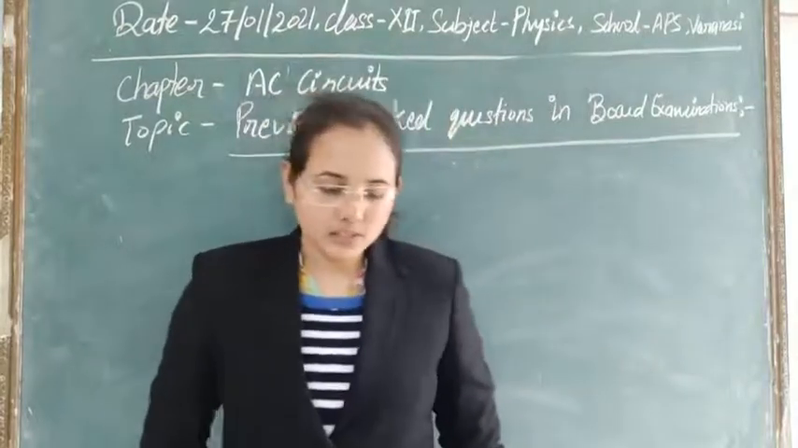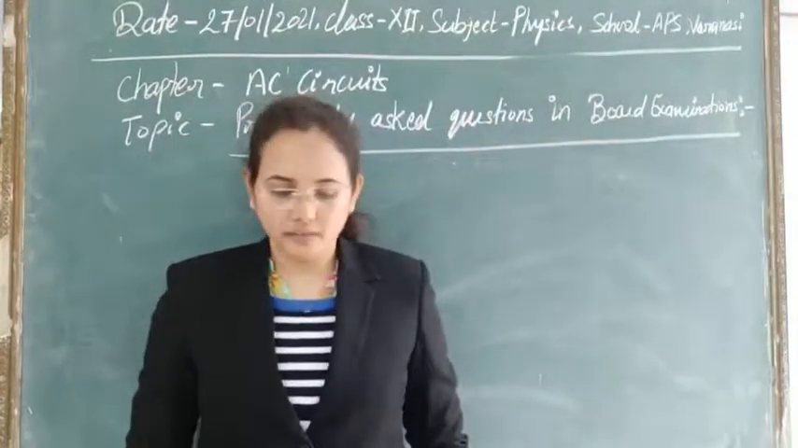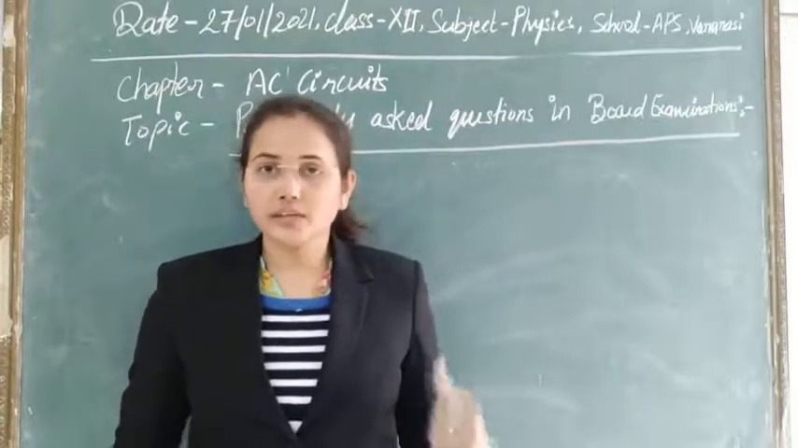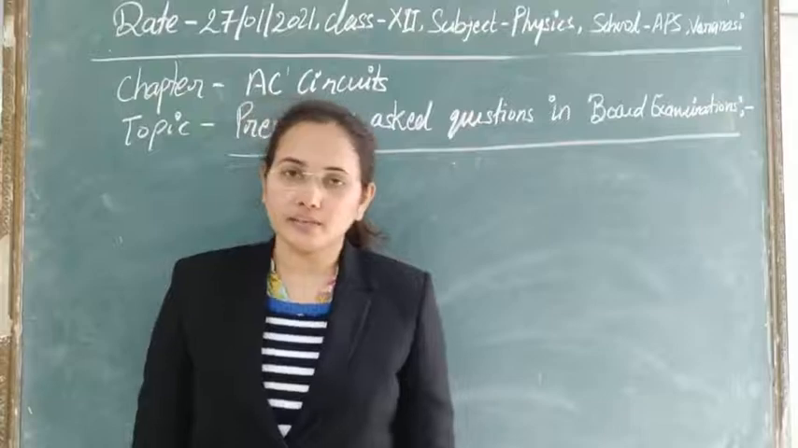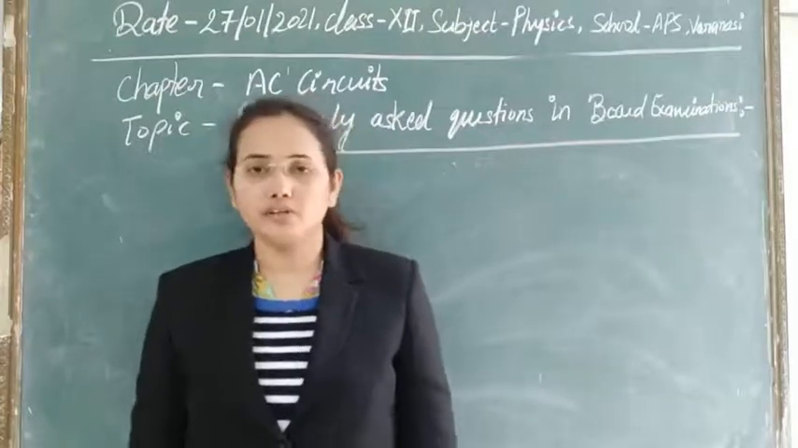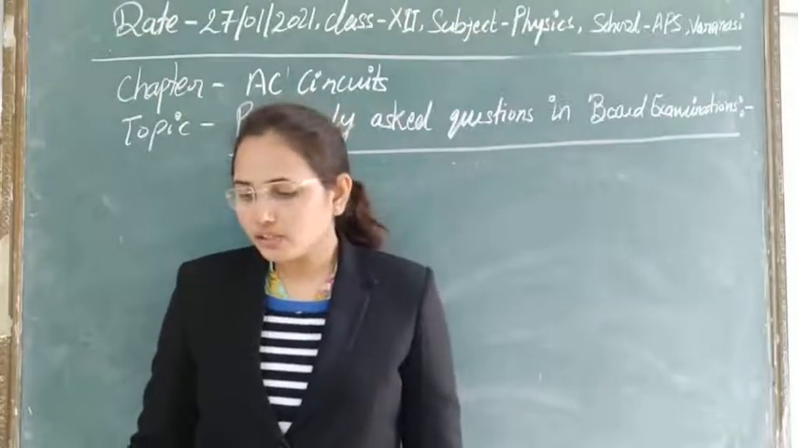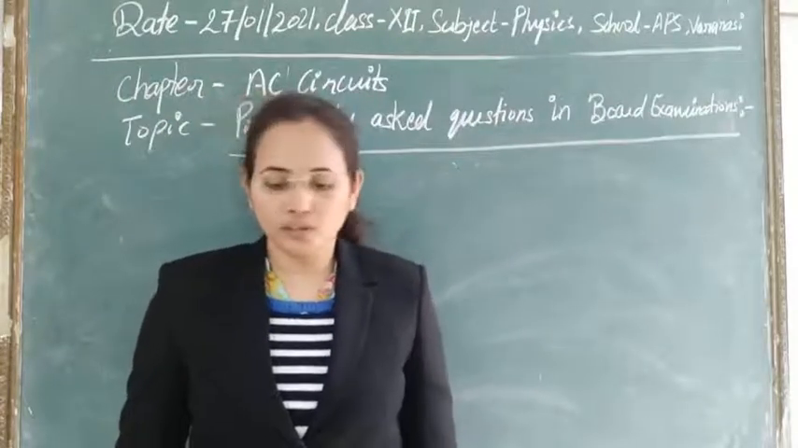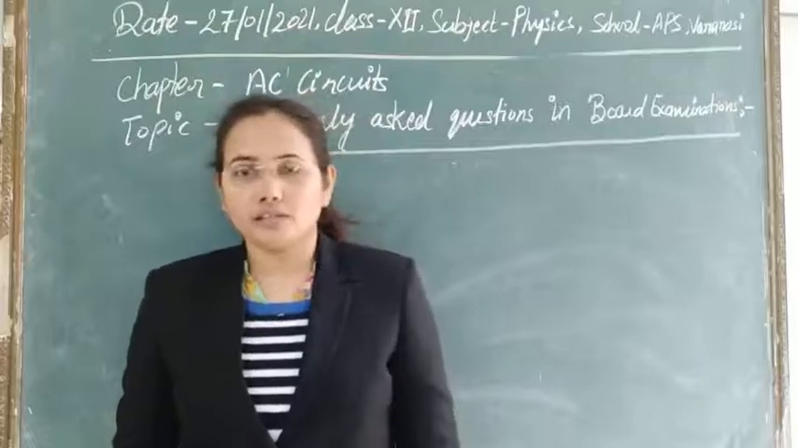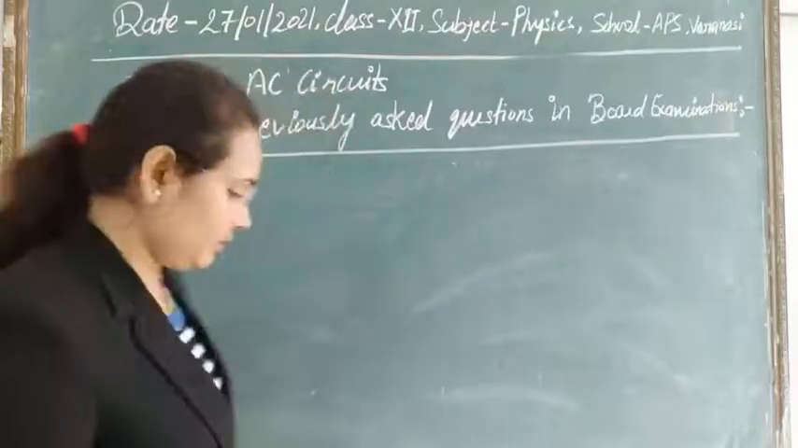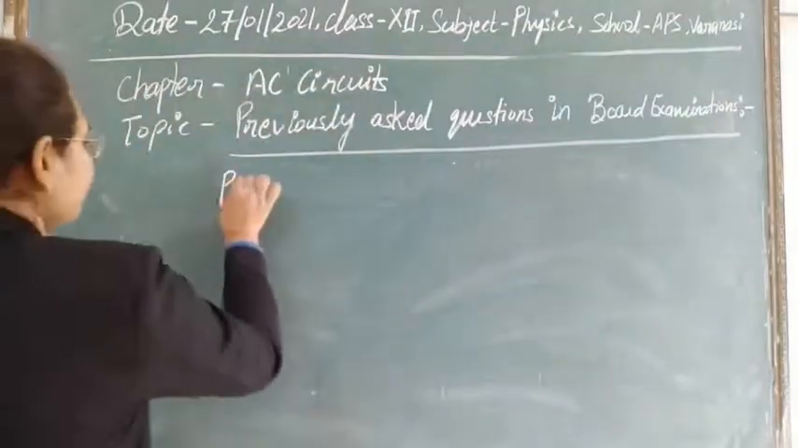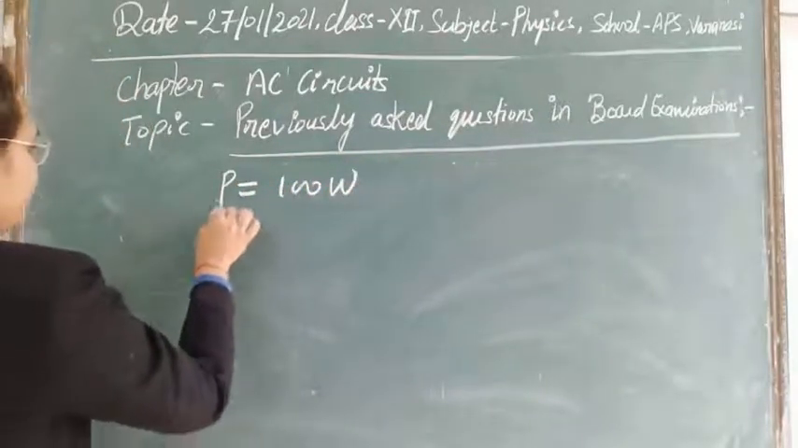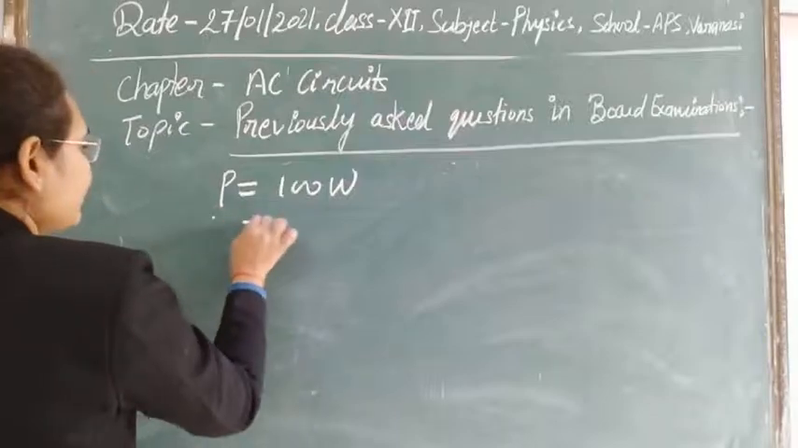The next question was asked in, I think, 2013. This question is related to the instantaneous value of current and voltage, and first of all the RMS value of current and voltage. One question is: a light bulb is rated 100 watt for a 220 volt AC supply of 50 hertz. So here three things are mentioned in the question. First is the power of the bulb, which is 100 watt. Then the value of the voltage is given.